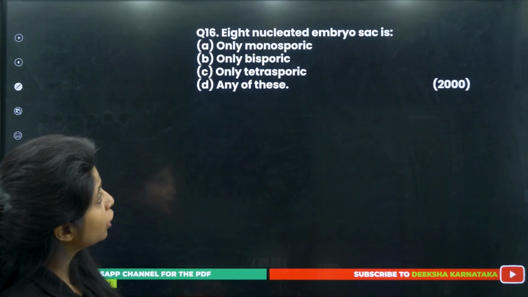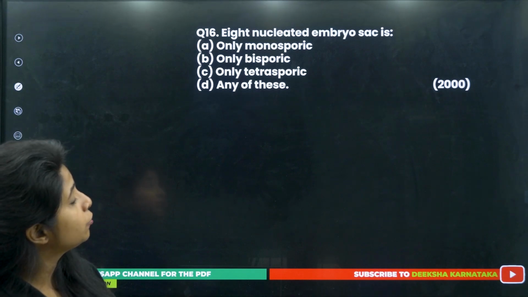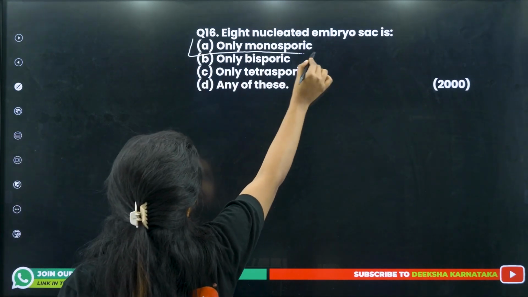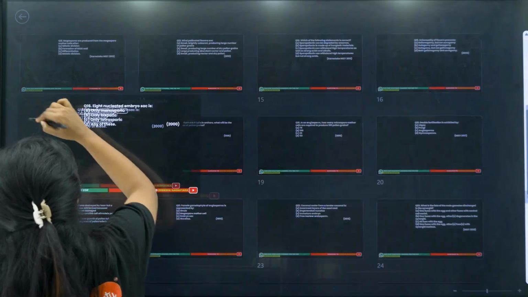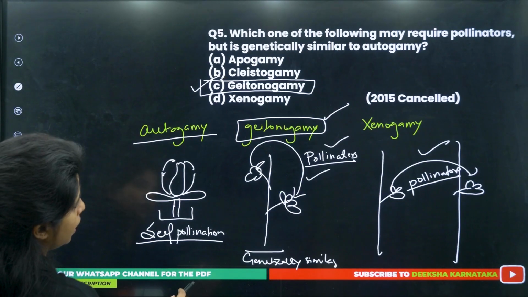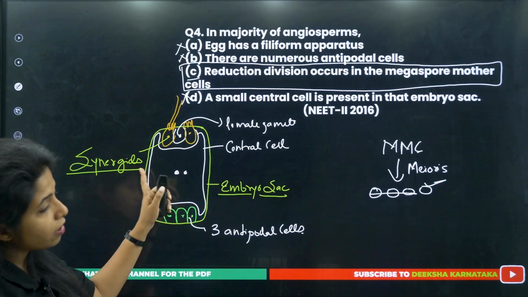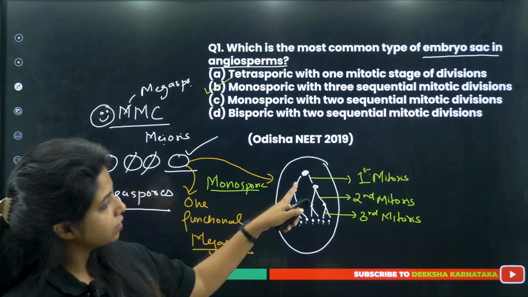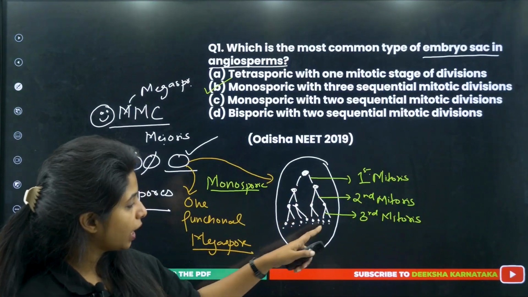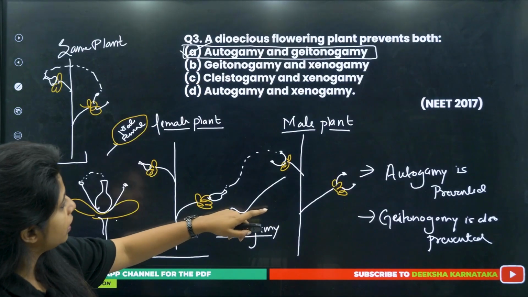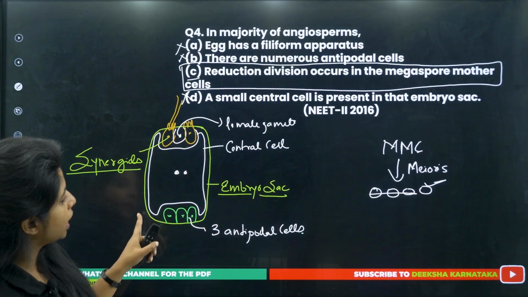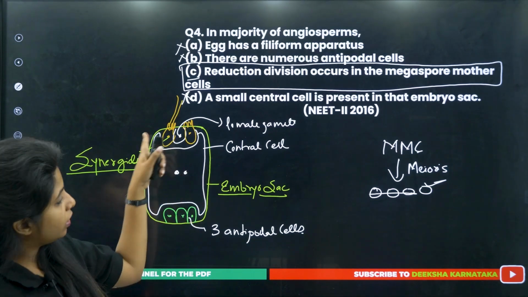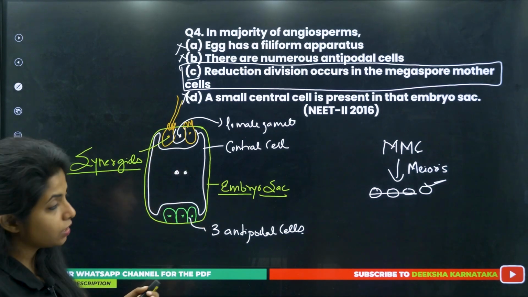Going ahead. 8 nucleated embryo sac is only monosporic, bisporic, tetrasporic, all of this? Only monosporic, children. I told you. Let's go back. Over here, one functional megaspore was dividing again and again to give 8 nuclei. These 8 nuclei are arranged like this, 3 on this side, 3 on this side and 2 over here. 3 plus 3, 6, 7, 8. So it is monosporic.